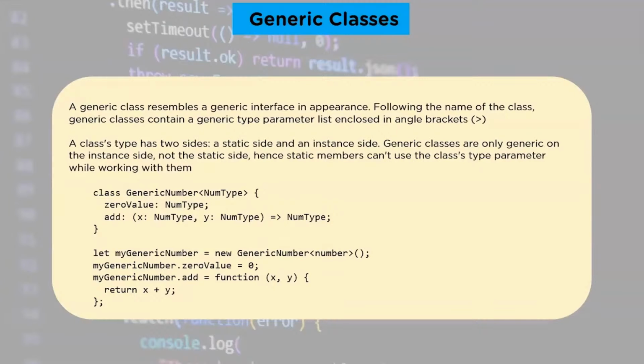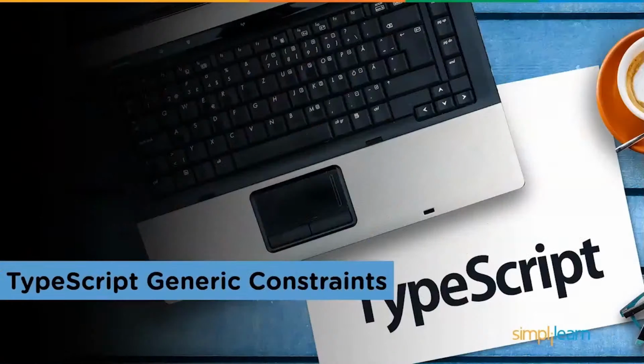Putting the type parameter on the class itself, like the interface, ensures that all of the class's properties and functions work with the same type. TypeScript generic constraints.